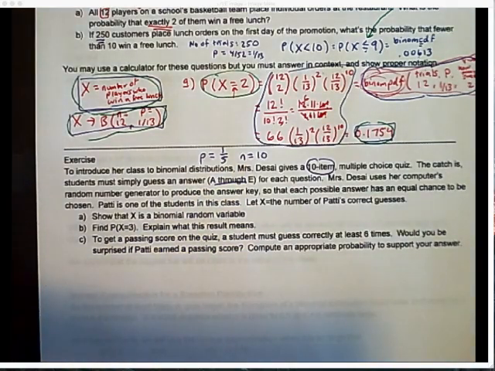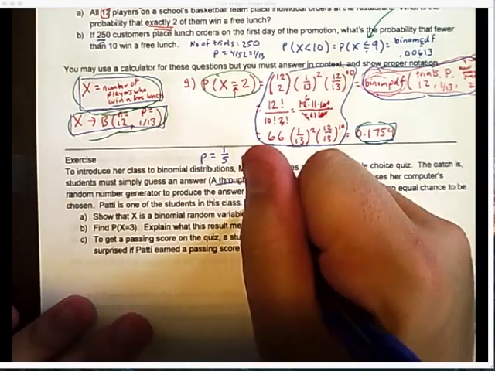All right. Mrs. Desai uses her computer random number generator to produce the answer key so that each possible answer has an equal chance to be chosen. Patty is one of the students in the class. Let X equal the number of Patty's correct guesses. Remember, she's just guessing.